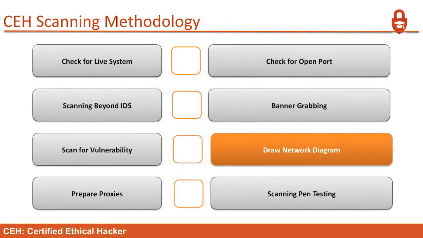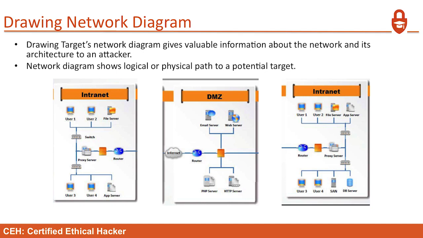So now we're going to talk about drawing network diagrams. Drawing target network diagrams gives valuable information about the network and its architecture to an attacker. The network diagram shows logical or physical paths to potential targets. You can see the internet cloud there on the left, and then you have an intranet on that side of the internet. We have a router in front and then a firewall. Same thing on the DMZ.